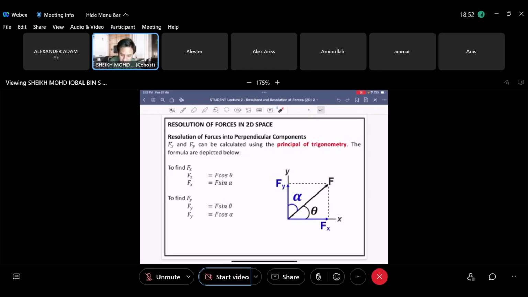For example, if Fx is here and you are using the angle here, it is F cos theta. But if you're using alpha here, Fx is here, so using F sine alpha because it's opposite over hypotenuse. So depending on which angle you have, you use a specific function to solve that problem. But that's just about it. To find the magnitude of F in the X and F in the Y, you use the principle of trigonometry.